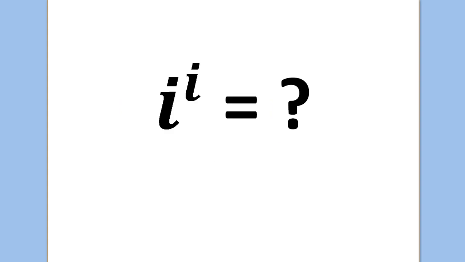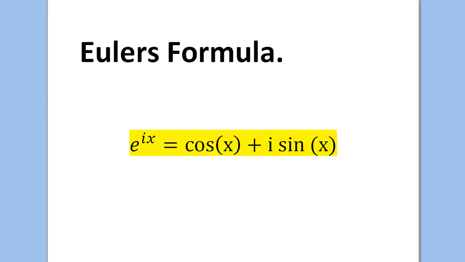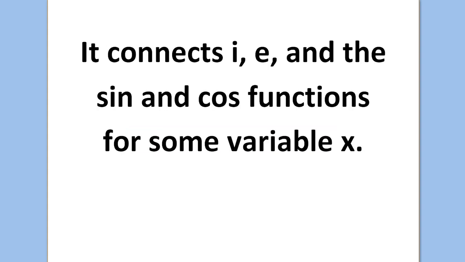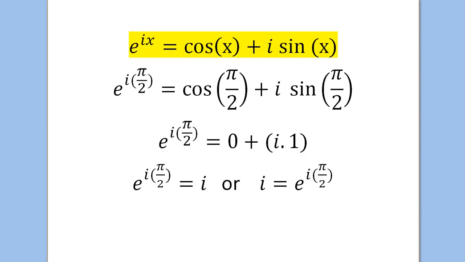So i to the i, what is that? To solve this, we need to use Euler's formula. Euler's formula states that e to the power of ix equals cos x plus i sin x. So it connects i, e and the sine and cos functions for some variable x. In general, x can be a complex variable. So we'll let x equal pi over 2, and that will become clear in a moment why we're doing that. So pi over 2 is in radians, which is 90 degrees.